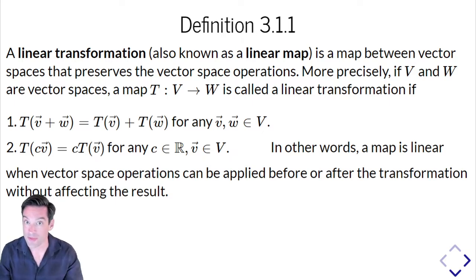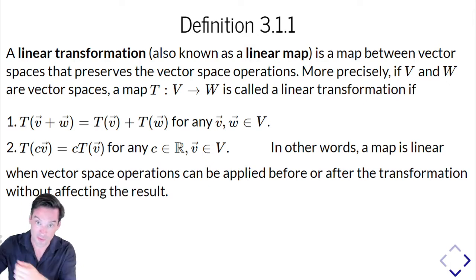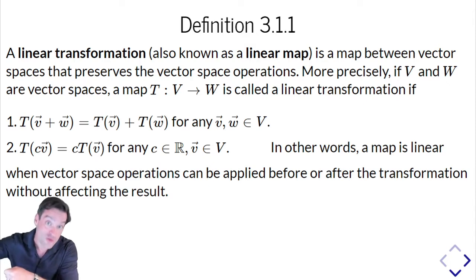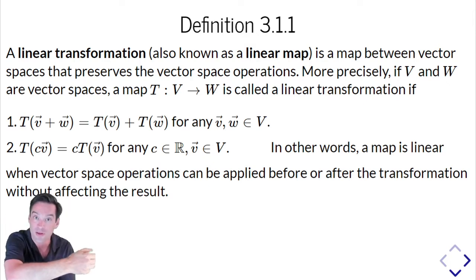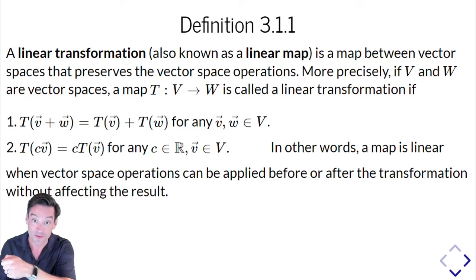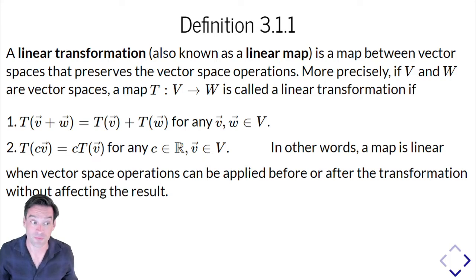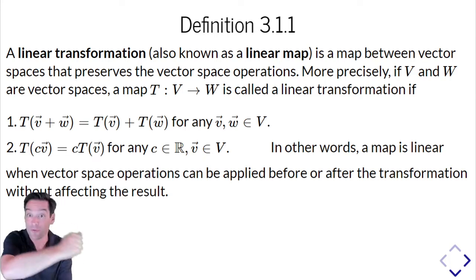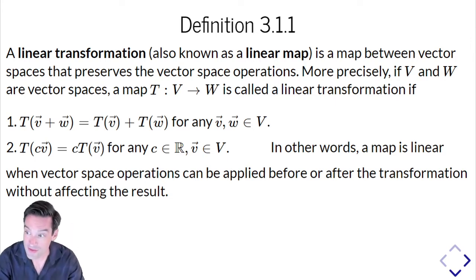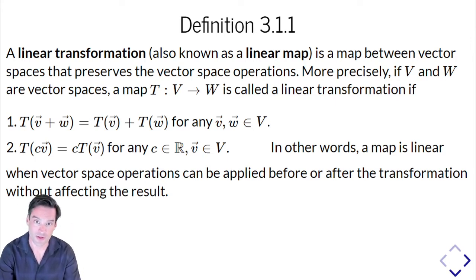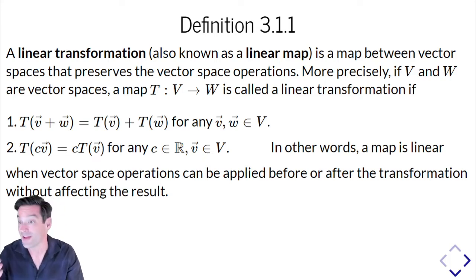Property number 2 is the same thing but for scalar multiplication. It tells me that if I take a vector in my domain and multiply it by some scalar, and then I transform the result with my function, I should get the same answer as if I first just transformed my original vector and then scaled its image by the same amount. Right? So scale and then transform is the same thing as transforming and then scaling. And that's all that we require for a function to be called a linear transformation: it has to distribute over addition and it has to commute across scalar multiplication.